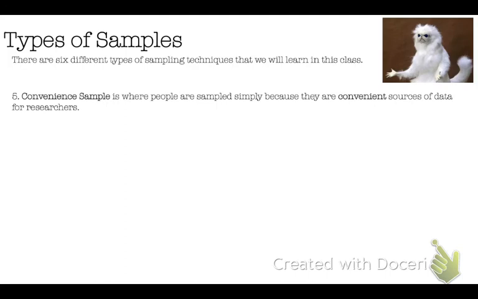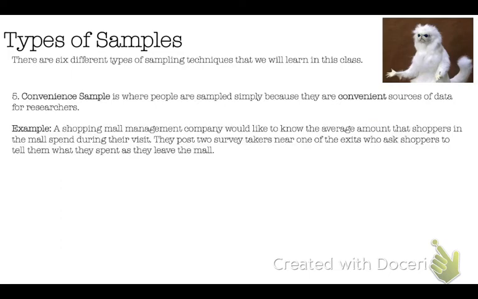Okay. Convenient sample is where people are sampled simply because they are convenient sources of data for researchers. So a shopping mall management company would like to know the average amount that shoppers in the mall spend during their visit. They post 2 surveyors near one of the exits who ask shoppers to tell them what they spent as they leave the mall. Well, this is just convenient because they're just standing there asking people. So the only way that you are going to even be asked is if you happen to be at the shopping mall. Okay?